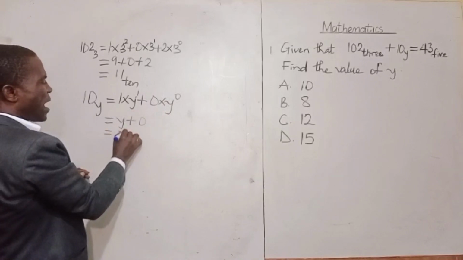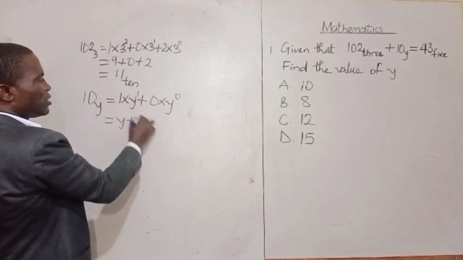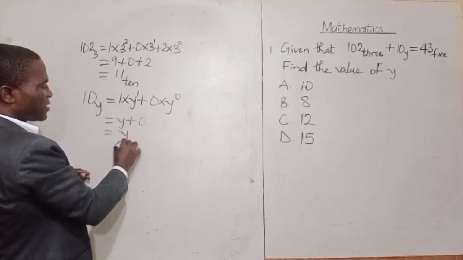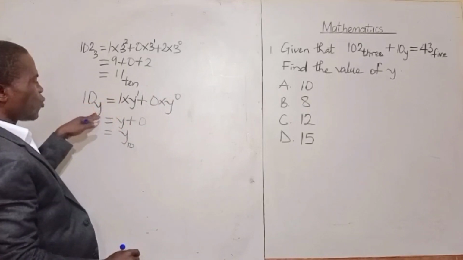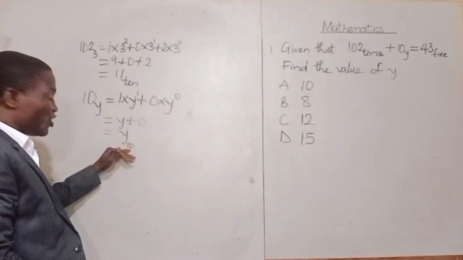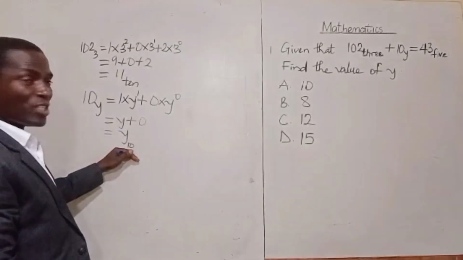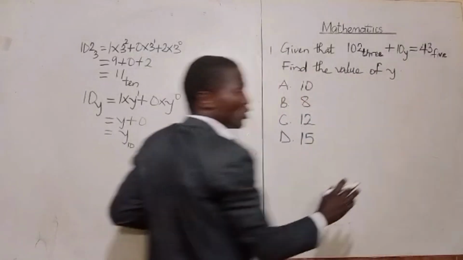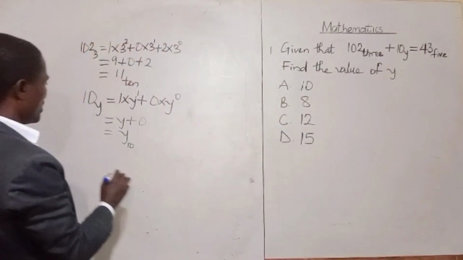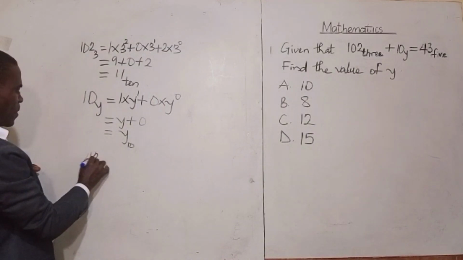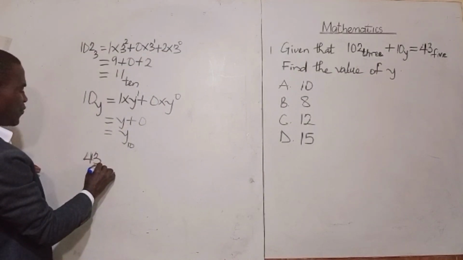So here is going to be y, y plus 0 is y, base 10. So 10 base y is going to be the same thing as y base 10. This is the general language that everybody speaks, which is British or American English. Now let us convert 43 base 5 also to base 10, which is the general language everybody understands. We have 43 base 5.